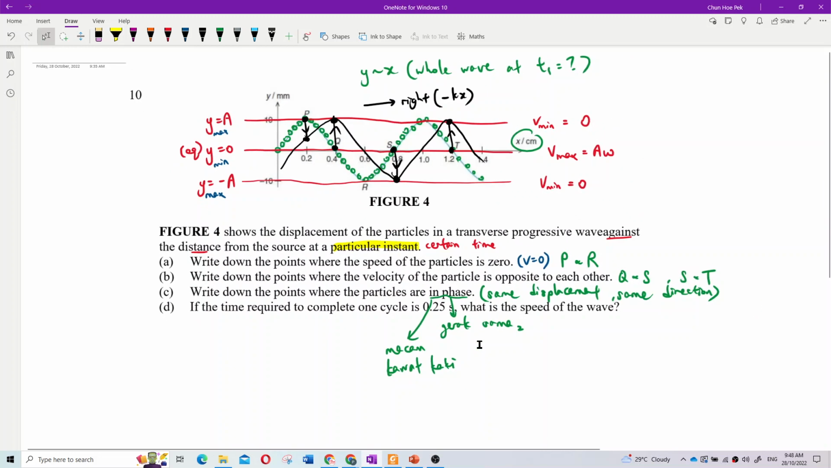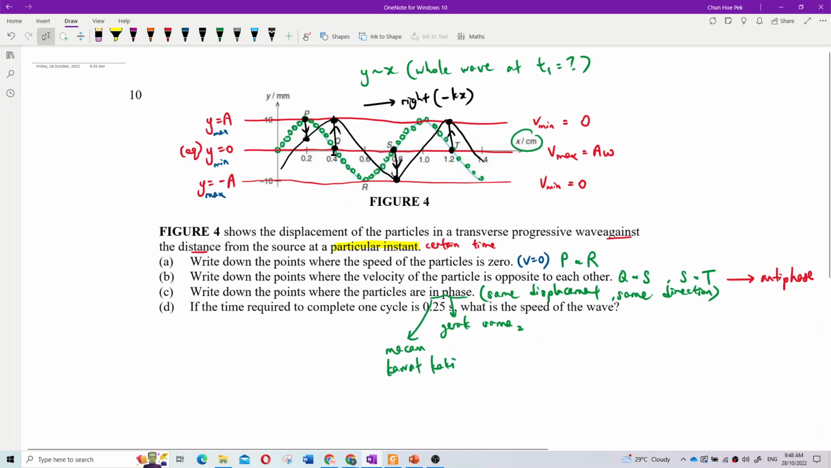So we can say like this one just now, these two pairs, they are anti-phase. But which two particles are in phase? Class? Q and T. Same displacement. P dengan S tak lah. P dengan S different displacement. You see that? P and S different displacement.